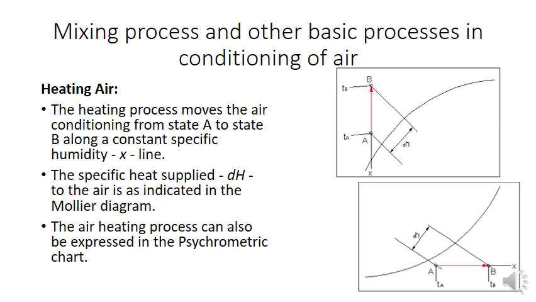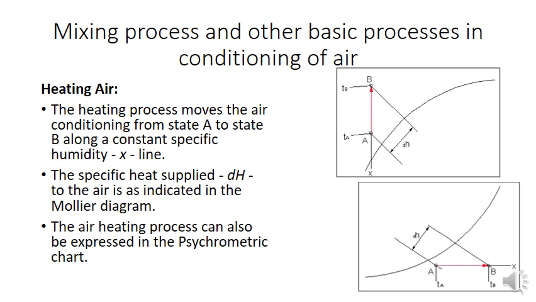This is some example of mixing process and other basic processes in the conditioning of air. Now there are two types of diagram, one on the upper side and one on the lower side. The upper side diagram is known as the Mollier chart, and the lower side diagram is this inclined line of the psychrometric chart.